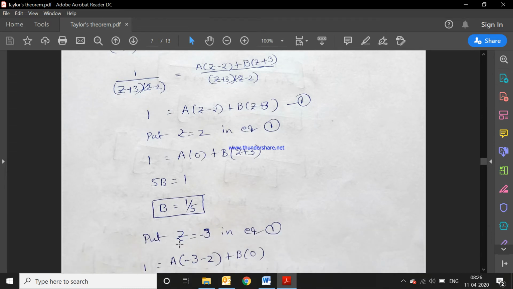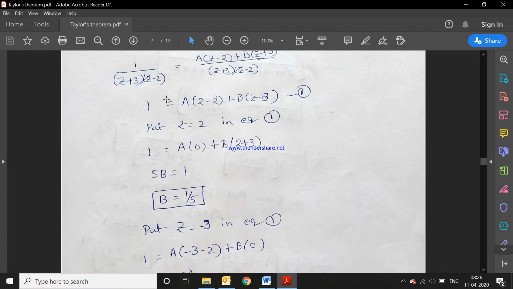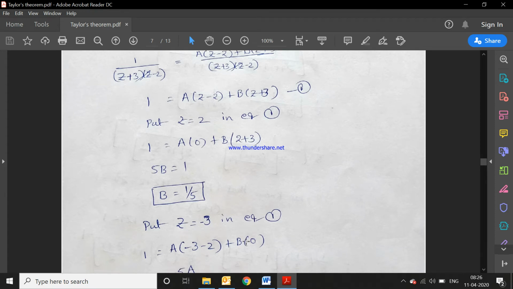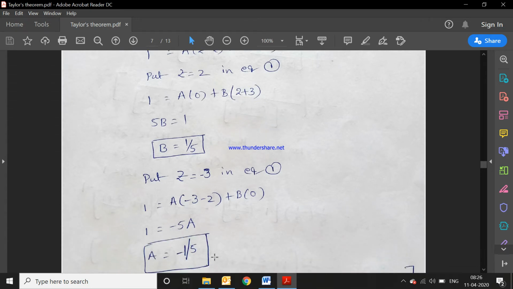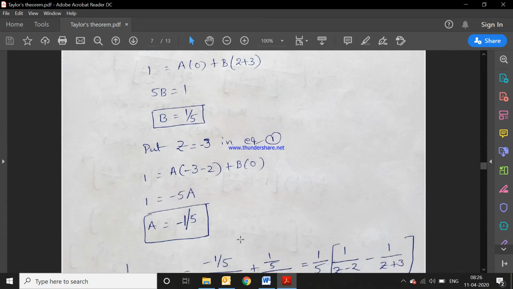Next put z is equal to minus 3, because we need the b coefficient to be 0. So z is equal to minus 3 in equation 1. We get 1 is equal to a into minus 3 minus 2 plus b into minus 3 plus 3, b into 0. This term is completely 0, so minus 5a is equal to 1, and a is equal to minus 1 by 5.